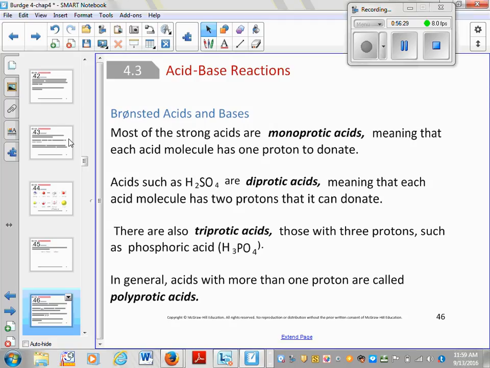Most strong acids are called monoprotic. They have one hydrogen that they can give up. Sulfuric acid, H2SO4, is diprotic, so it has two protons it can donate. So how does that work?